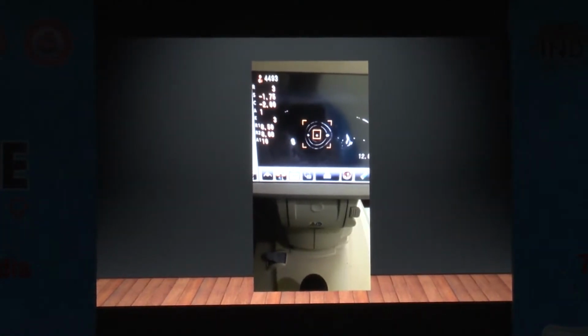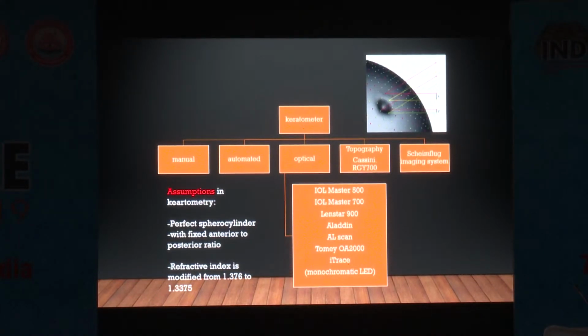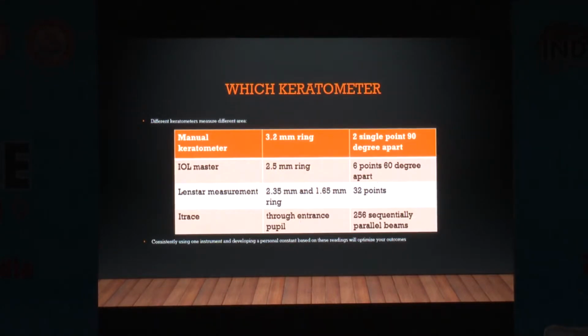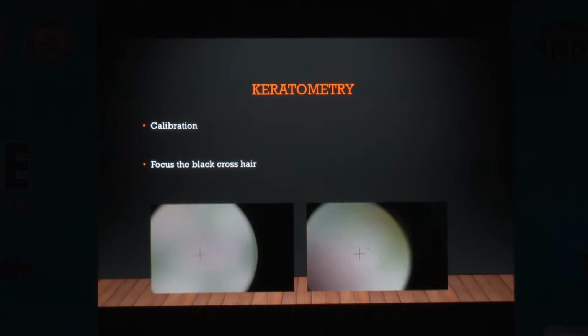reading. So what misses is, you have a lot of instruments to measure the cornea, and it depends upon what instrument you have, and different instruments will read different areas of the cornea, and you have to be consistent with the one you are using. As you can see, different areas are measured by different instruments, so you can keep using the one which suits the patient.